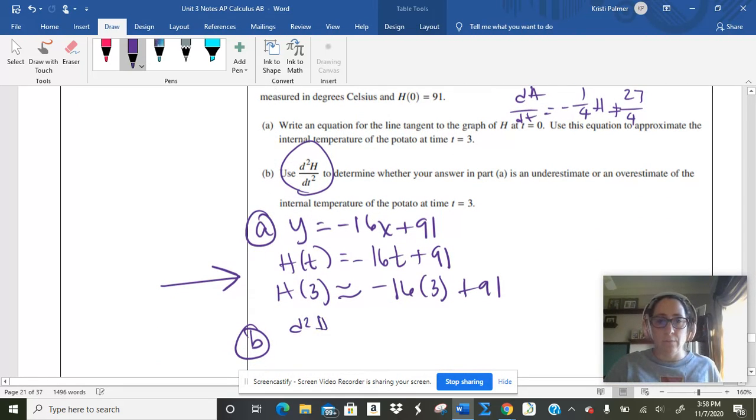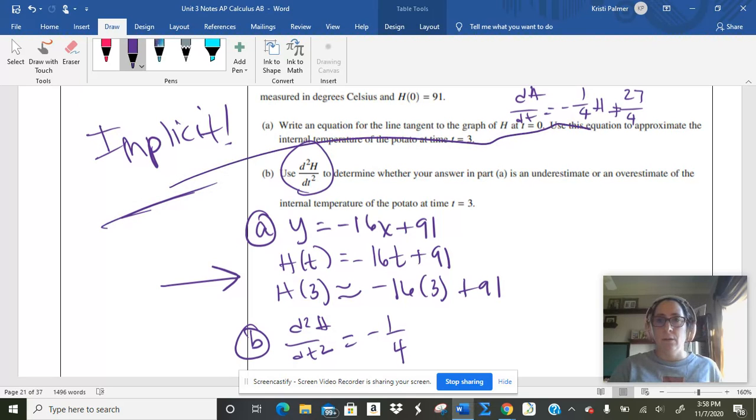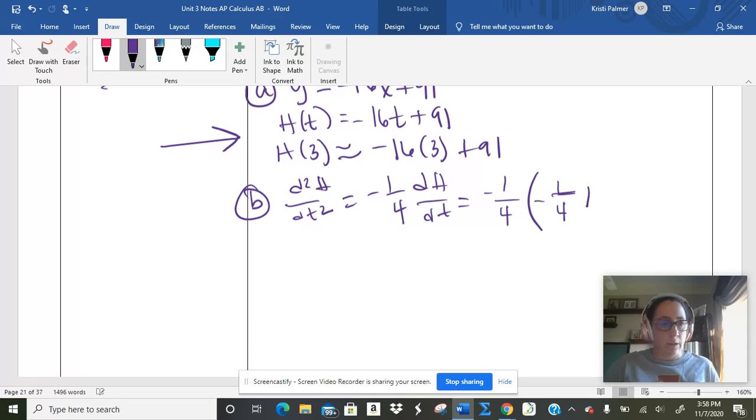So when I take my second derivative, that's just negative 1/4, right? Wrong, because we took it with respect to x. So this is implicit differentiation. Do not forget this, and this is the biggest mistake. I actually graded this problem as an AP grader, and a lot of kids forgot that, and I was like, no, but I know you won't. Okay, so now we're going to replace what that is. So we said that that was negative 1/4 h plus 27/4.